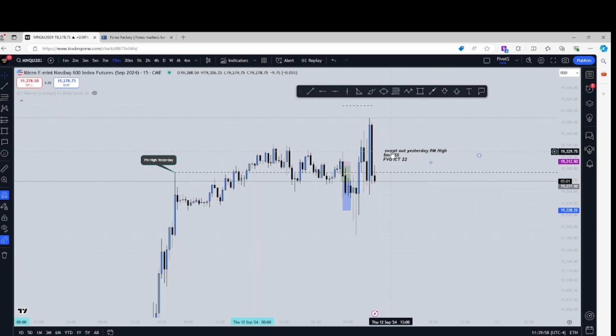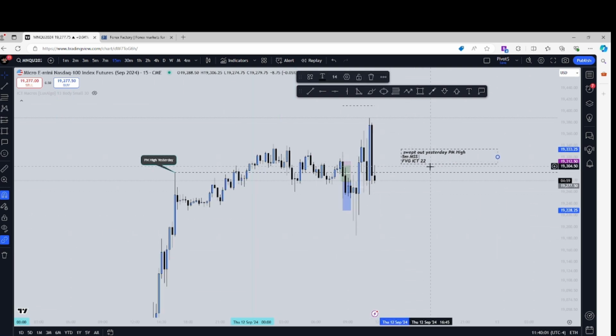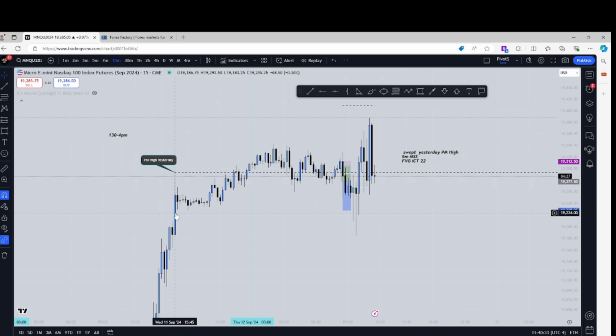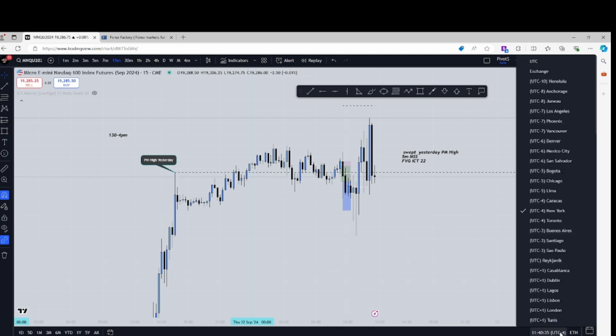So again, I do have my little notes here that I have put up. I got all this on a 5 minute. So what I said, we swept yesterday afternoon session. I have that highlighted right here, which, if you remember, go back to the video again. This is key. The PM session is from 1:30 to 4 p.m.